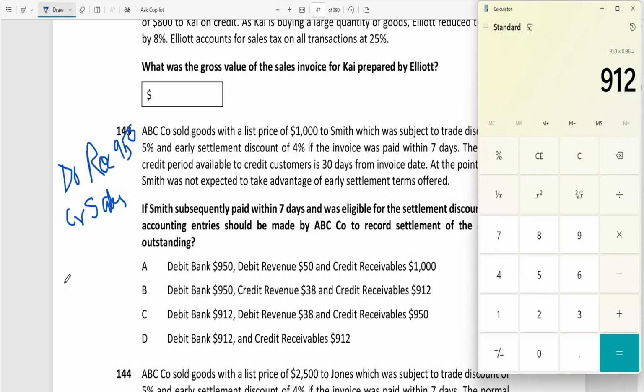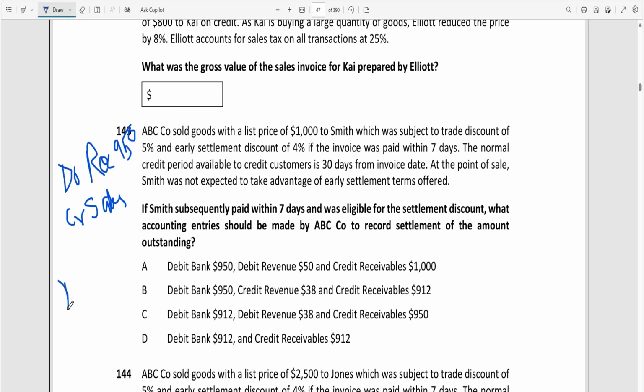So we will debit bank. As the customer has paid within the 7 days, we will debit bank or cash. In the options given in the question, they have debited bank, so we will also debit the bank. The amount will be 912. And we have already booked the receivable, so we need to reduce that as well because the amount is no longer due, as the customer has cleared their dues. So receivable will be reduced by 950.